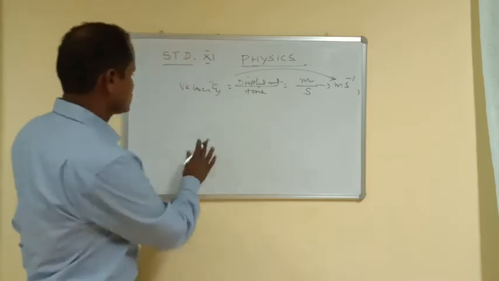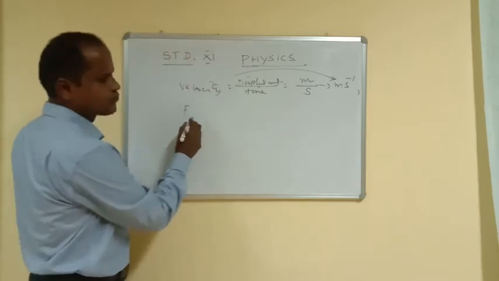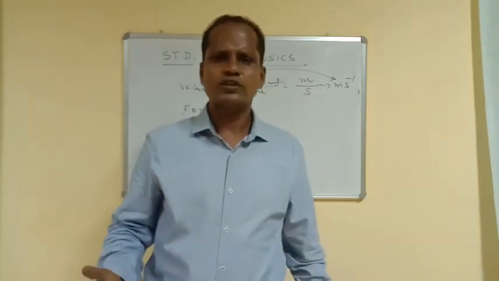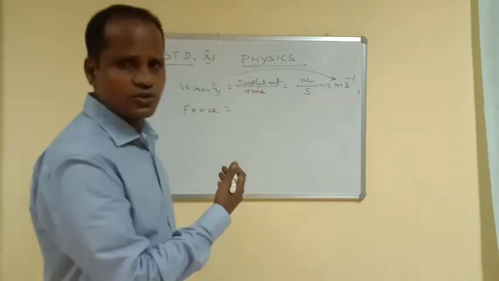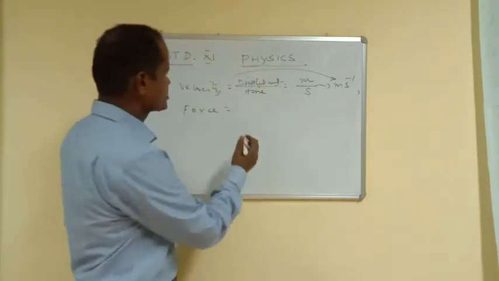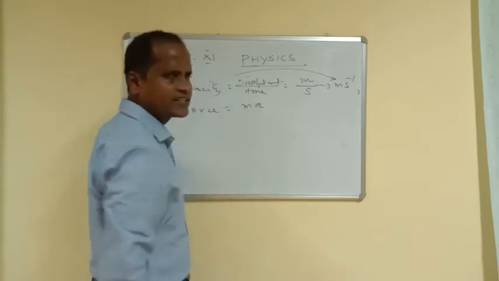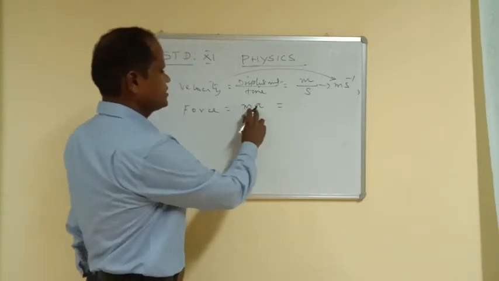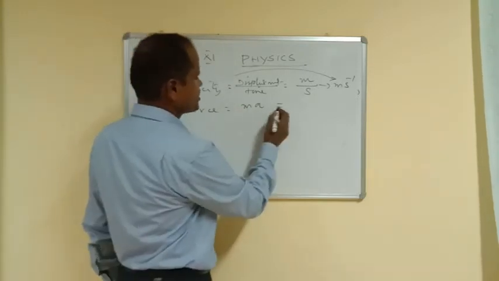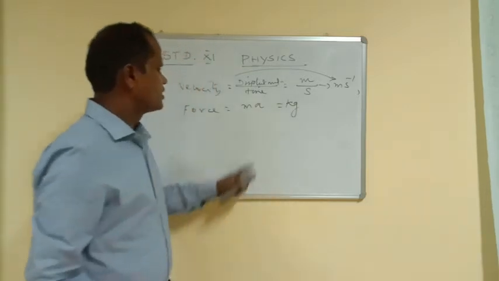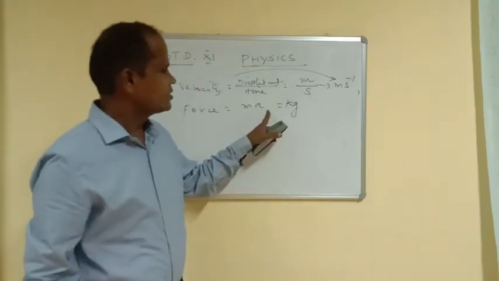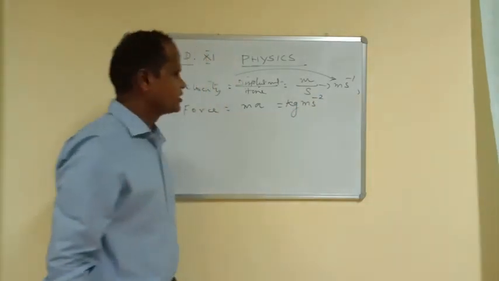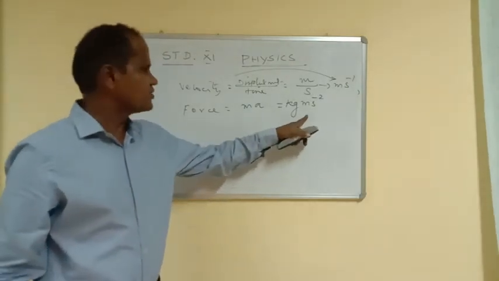Okay. Similarly, suppose we want to derive the unit of force. What is force? We know the formula for force. We'll be studying later. This is mass into acceleration. What's the unit of mass? Kilogram. What's the unit of acceleration? We'll be studying later. So this is meter second to the power minus 2. Okay, so this is the derived unit of force.